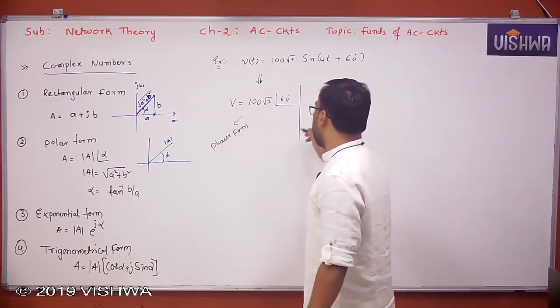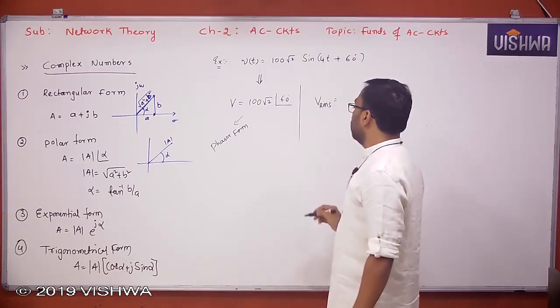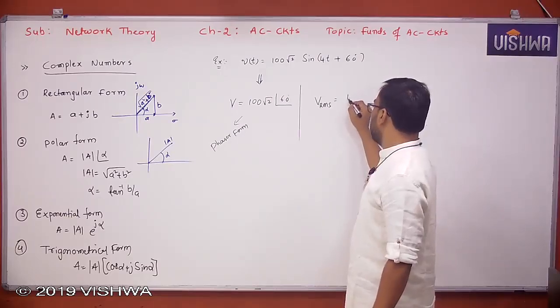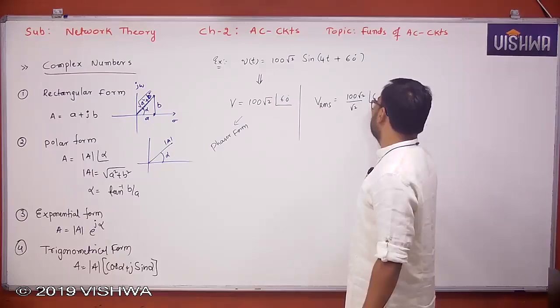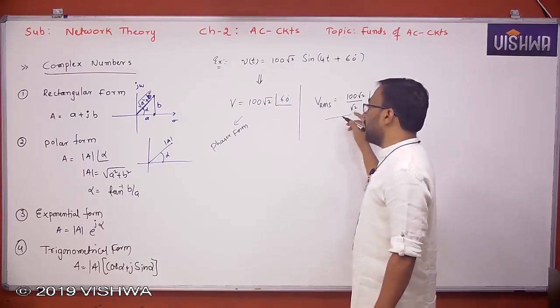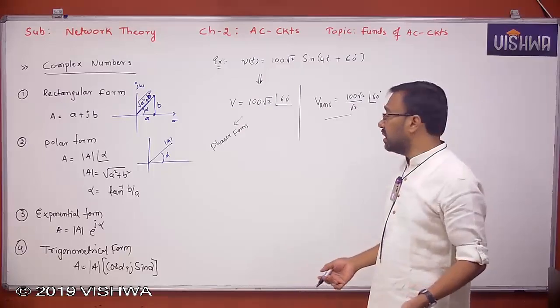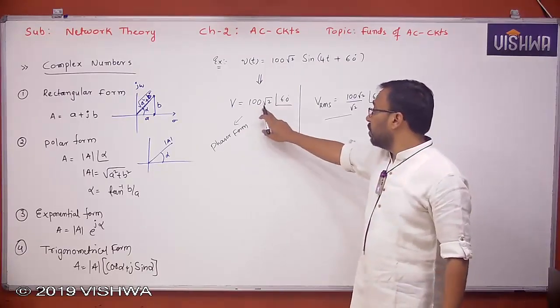When you need RMS form, generally you write 100 root 2 by root 2 at an angle of 60 degrees. So some textbooks follow directly RMS form. Some textbooks may take even maximum. Okay, that doesn't make any difference. Wherever you want RMS, simply you take the value divided by root 2 of this particular value.